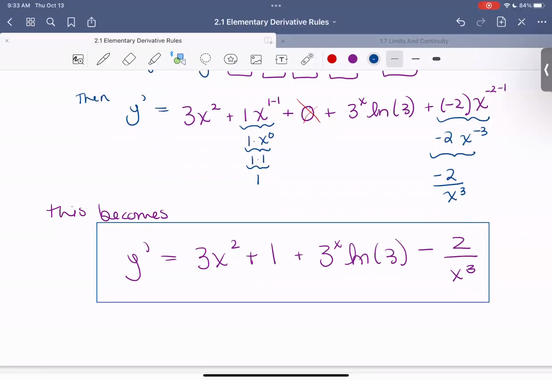All right, great work, everyone. Feel free to rewatch the video going over the derivatives of each of these terms. We have a few more examples that we're going to work through together.